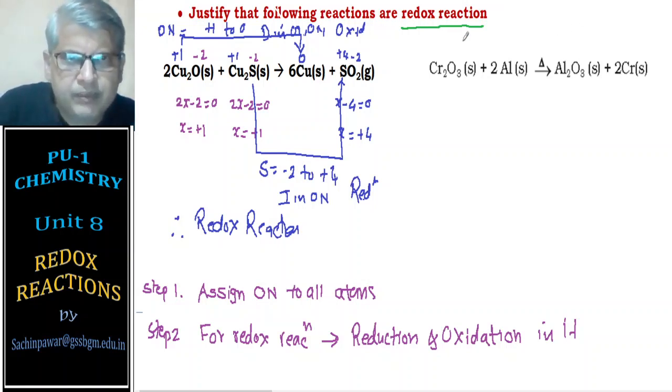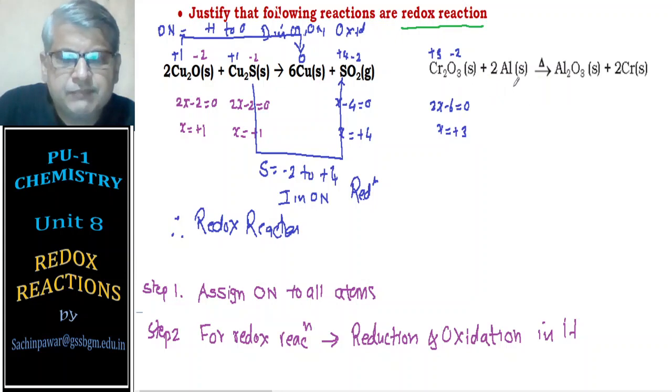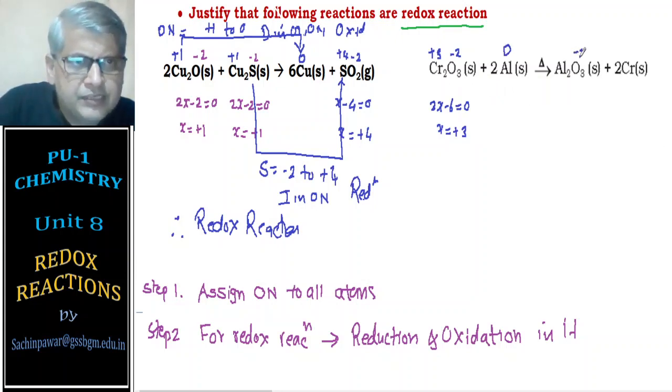Just to give one more example, see here oxygen is in minus 2 state, chromium is in plus 3 state. If you find out, 2x minus 6 is equal to 0, so x is in plus 3 state. So chromium is plus 3, and aluminum is in the elemental state, therefore it is 0. Here it is minus 2, this is plus 3. Chromium in the elemental state is 0.